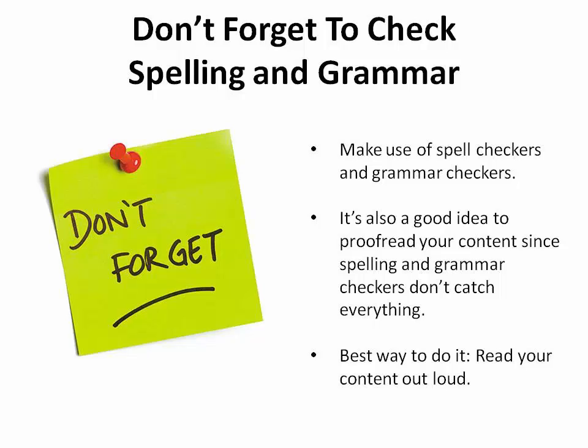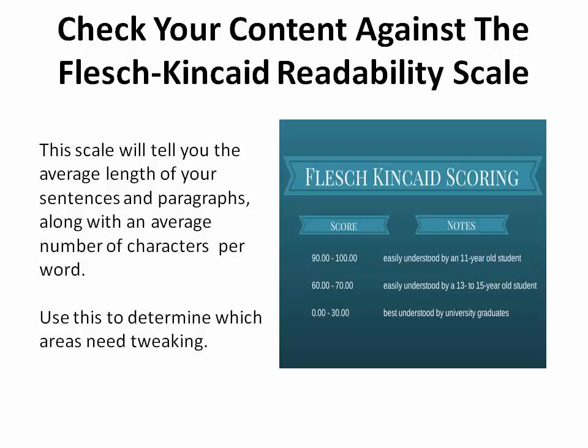As a final tip, you should check the Flesch-Kincaid reading scale. In Microsoft Word, this is included as a part of the spell checker. It's also found in several SEO plugins for WordPress. The scale will tell you the average length of your sentences and paragraphs, along with an average number of characters per word. Use this to determine which areas need tweaking.